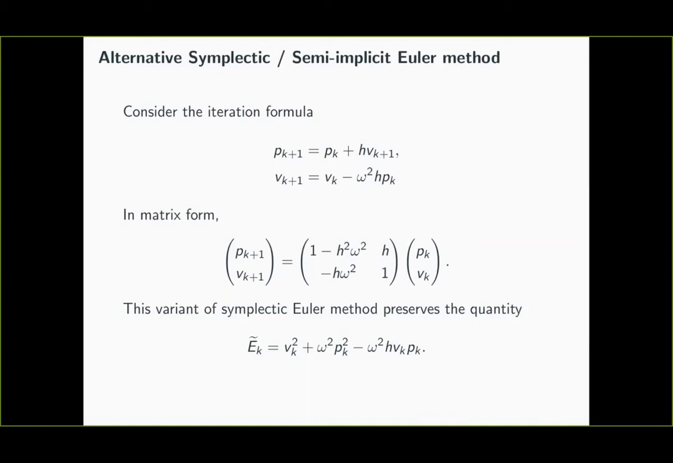At each iteration step of that method here, we can, for example, first compute the velocity v_{k+1} and use that value to compute p_{k+1}. So again, it boils down to a straightforward calculation, and that calculation can be put into matrix form. The vector (p_{k+1}, v_{k+1}) equals the matrix-vector product with the matrix (1, -h; -h omega squared, 1 - h squared omega squared) times the vector (p_k, v_k).